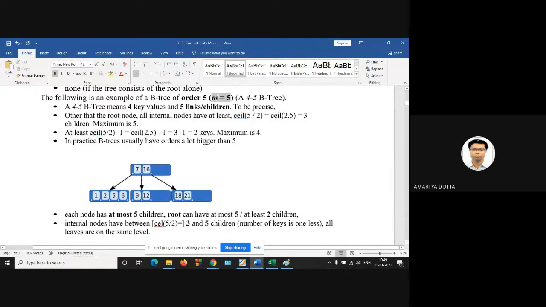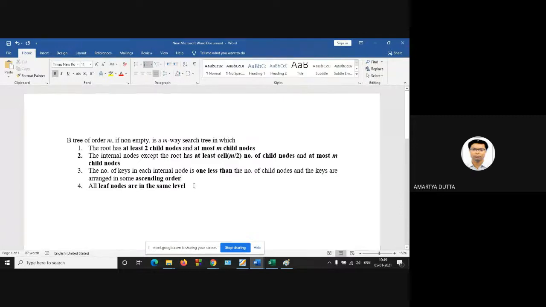That means it has at most 5 children. One more thing: as all leaves are on the same level, for insertion of a particular node, this B tree grows in the upward direction. So it grows in the root direction, because all leaves are on the same level.